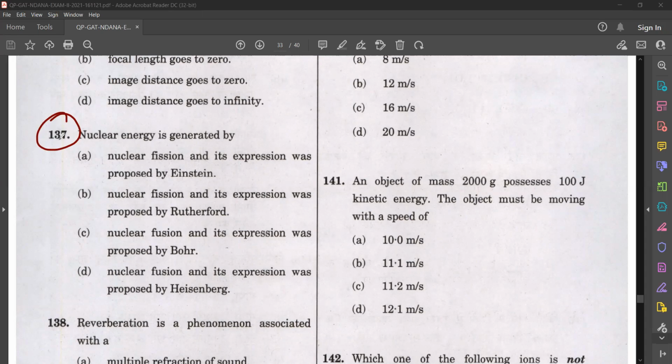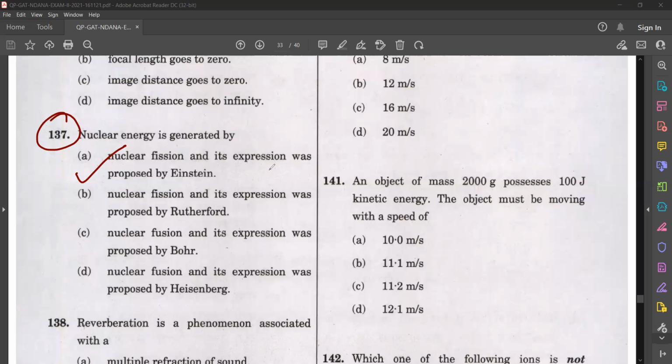Or if you comment it. Okay, so listen. The answer is option A, nuclear fission, and its expression was proposed by Einstein.